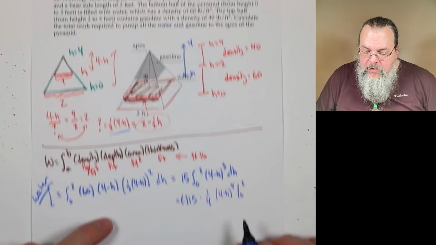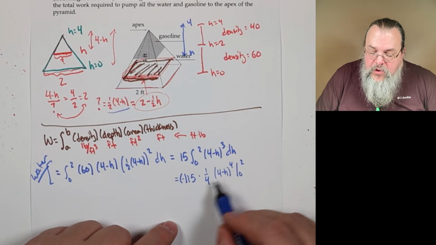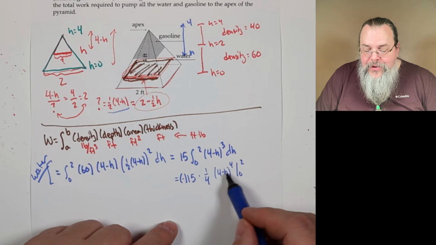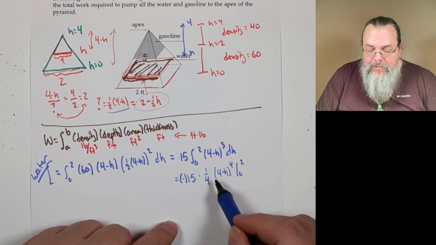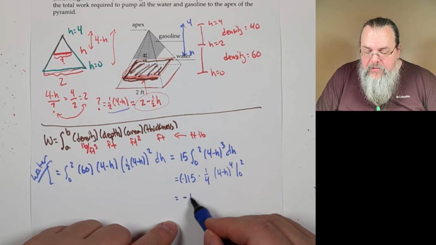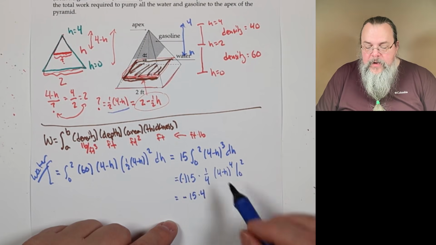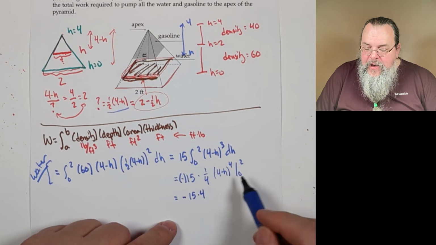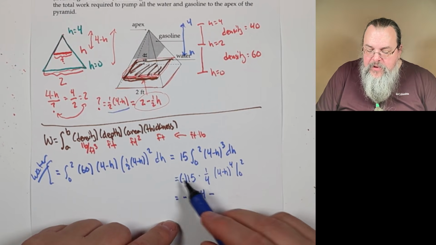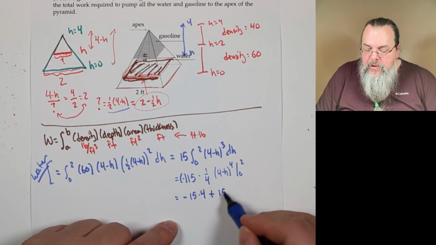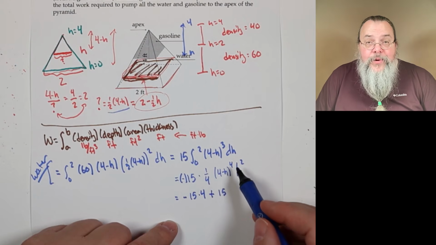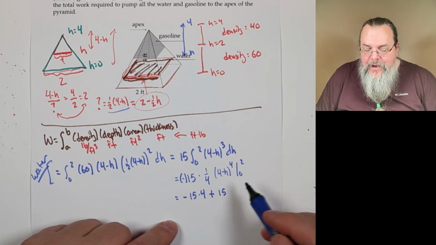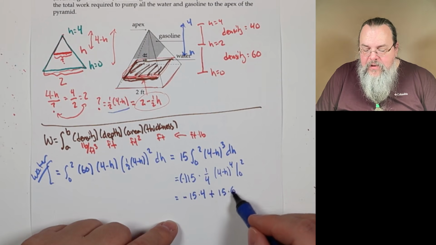Okay, so what does that give us? Well, when we plug in 2, we get 4 minus 2, which is 2. 2 to the 4th is 16 times a 4th. So this is minus 15 times 4, right? Yeah, that checks out. When we plug in 0, so we subtract, but there's a negative, so that makes a plus. 15, and then we have 1/4 times 4 to the 4th. Well, 4 to the 4th is a big number. We can cancel off a 4, and that becomes 4 cubed, and that's 64.